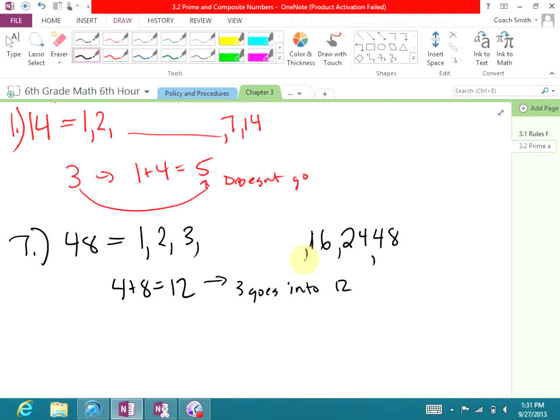All right, the next one is 4. Does 4 go into 48? Yes, it does. 4 goes into 48 how many times, Nikki? 12 times. Okay? Now, what about 5? No, because it doesn't end in 5 or 0. How about 6? It has to because 2 and 3 go into it. 6 times what equals 48? 8. There they are, all your numbers.